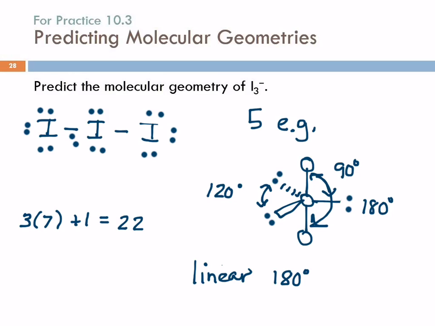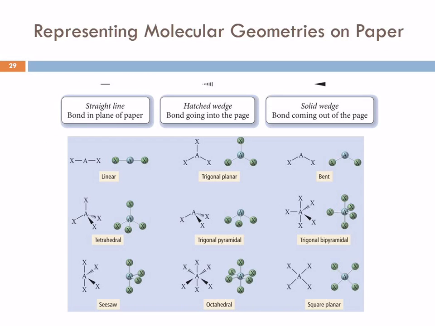It requires some visualization. It does. This is how to represent these things on paper. This takes some practice. What we usually do is we represent a bond that's in the plane of the paper or the screen as just a regular line. And this hatched wedge, almost like a dotted wedge, is behind the paper or the screen. So we can't really see it, it's behind. The solid wedge is coming out at you.